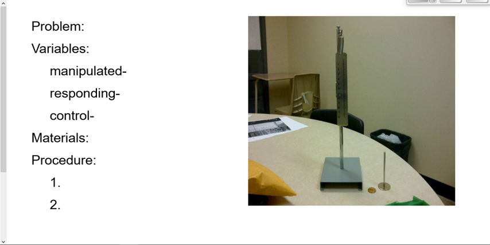The purpose of today's lab is to find the spring constant of a particular spring. Now, you've got to write down a problem, and that problem is always going to be phrased in the form of a question, but you can probably, without too much effort, rephrase what I just said in the form of a question. You want to find the spring constant of a particular spring.